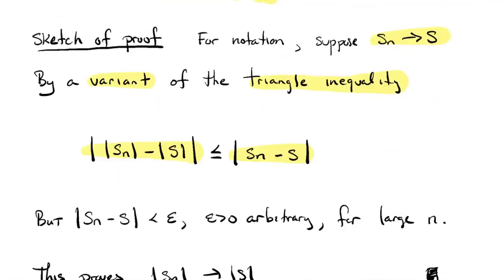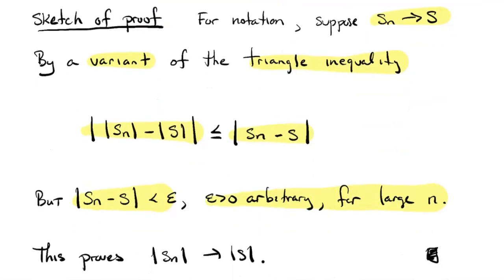But this quantity Sn minus S is less than epsilon for an arbitrary positive epsilon for sufficiently large n because Sn converges to S. Maybe I'll change my comma to a period and write because I'm assuming that. Well, that means that if n is sufficiently large, I can make this quantity less than epsilon. Well, then in particular, I'm making the difference of the absolute value of Sn and S less than epsilon. So you can roll all of that together for a nice proof that the absolute value of Sn is also going to converge to the absolute value of S.